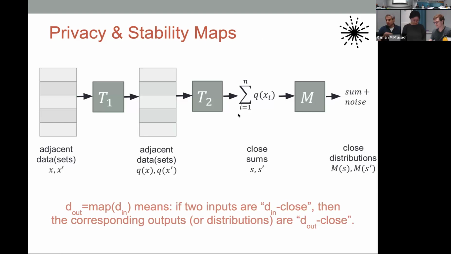All right, so I'm spending a lot of time on maps because they're pretty central and they're probably the new concept here. I've mentioned a couple times d_out and d_in. d_in is an upper bound on the distance between input data sets, and d_out is an upper bound on the distance between output data sets. Saying d_out is equal to map(d_in) means if two inputs are d_in close, then their corresponding outputs or distributions are d_out close.